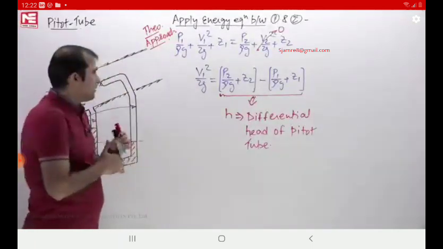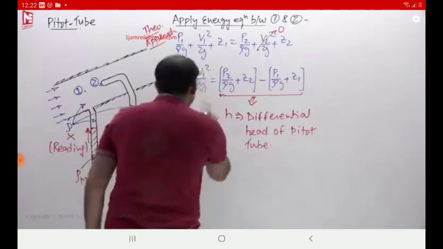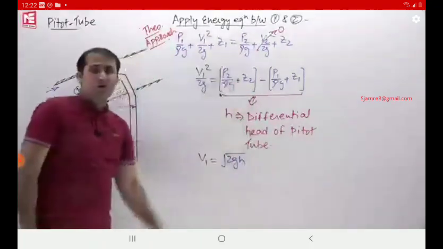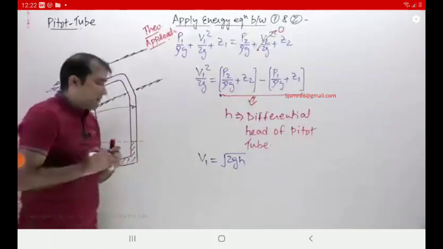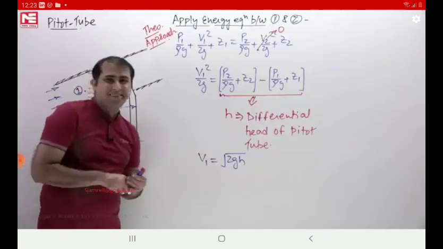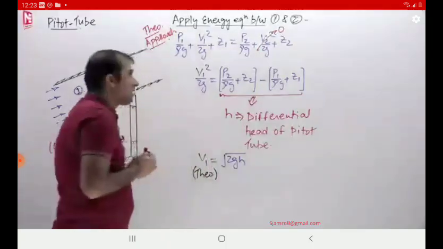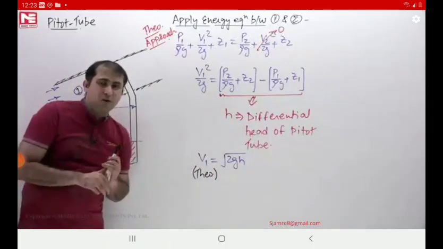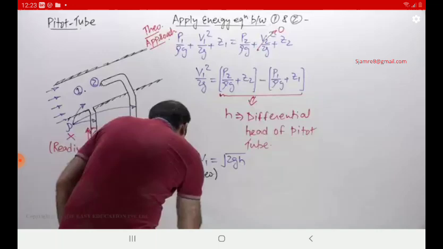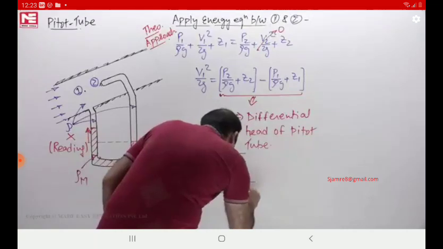Now the next point of discussion here, my dear. V1 is equal to root of 2gh. This h is the head, so 2g multiplied by h. But my dear, you tell me, is this velocity actual or theoretical? Theoretical. So this velocity is actually theoretical. If somebody is interested in the actual velocity, then V1 actual is Cv multiplied by root of 2gh.